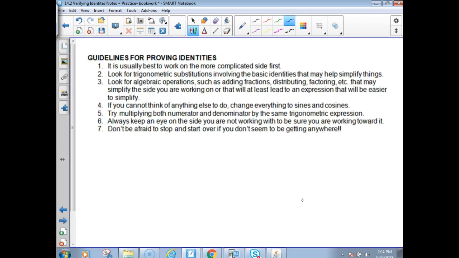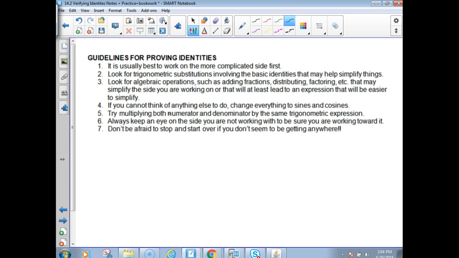Here are some guidelines for proving identities. It's usually best to work on the more complicated side first. You want to look for trigonometric substitutions involving the basic identities that may help simplify things. You want to look for algebraic operations such as adding fractions, distributing, factoring, etc. that may simplify the side you're working on, or that will at least lead to an expression that will be easier to simplify. If you cannot think of anything else to do, change everything to sines and cosines. That's often a really good plan.